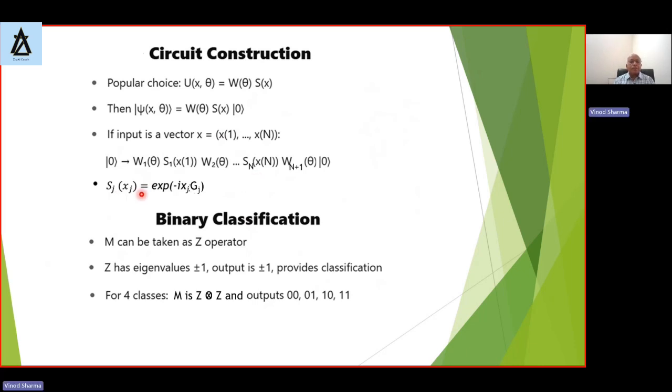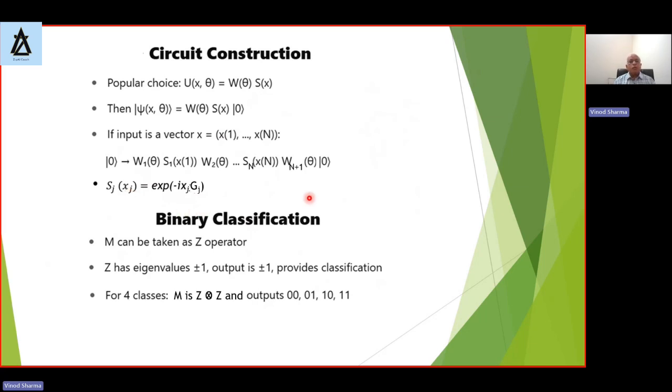These S(x) that we have denoted here are often given by Sj(xj) equals exponential of minus i xj Gj. The Gj also you have to specify, and these are going to be Hermitian operators. If these are Hermitian operators, then this will be the unitary operators that we need.